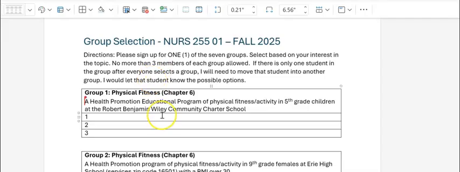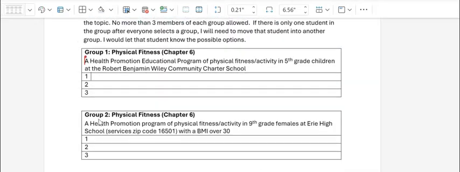So you sign up for one of these 7 groups and select a group that's based on your interest in the topic. There's not going to be more than 3 people allowed in each group. And say there's only 1 student that signs up for a group, I'm going to contact that student and then move that student into another group, because you have to have at least 2, but not more than 3 members. So you can read here as far as the different groups.